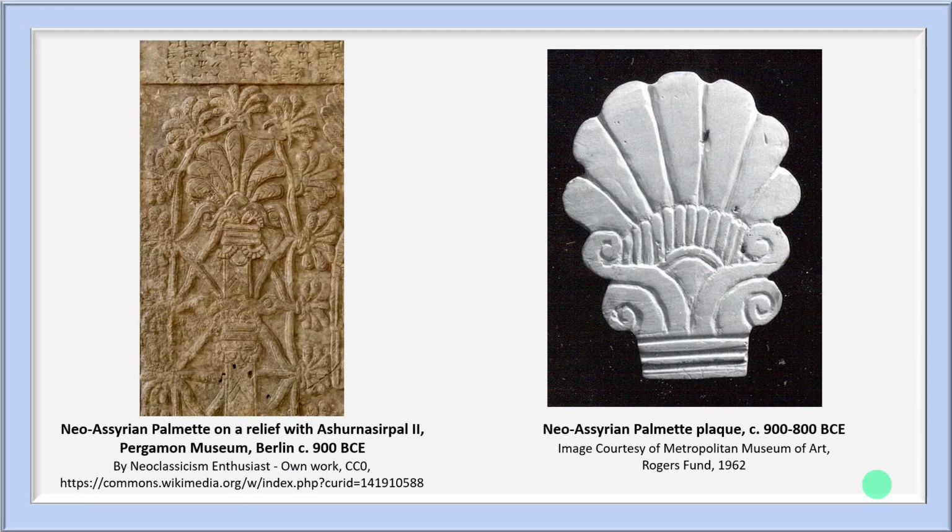As we move further in time, the shape of the Palmette changes. We are now looking at a Neo-Assyrian Palmette. Now, Assyria was an ancient Mesopotamian civilization that later became an empire, and this is from the reign of Ashur-nasir-pal II. So we have a central Palmette and then the motif repeated all around it. This is also from the same period, and it's a plaque, and you can look at the fronds of the Palmette.